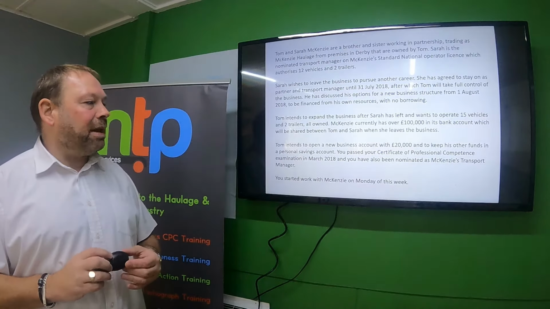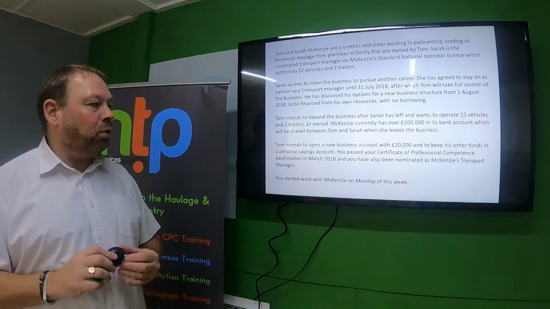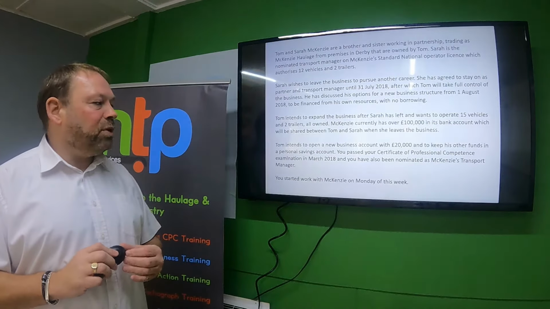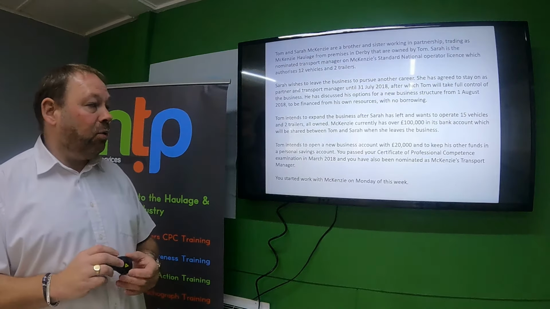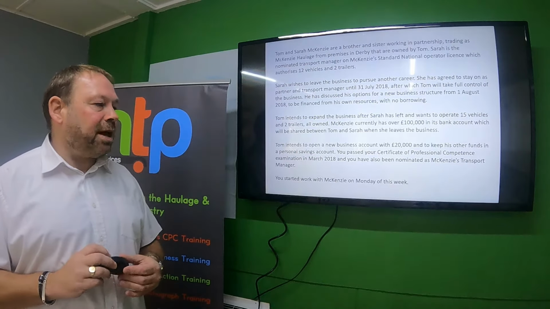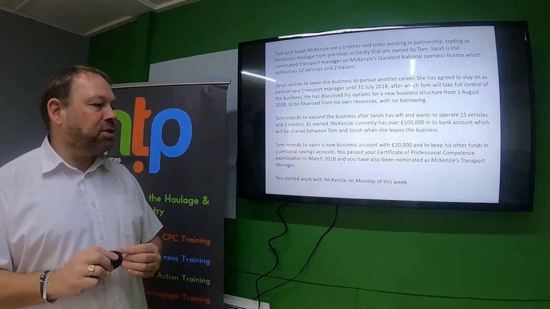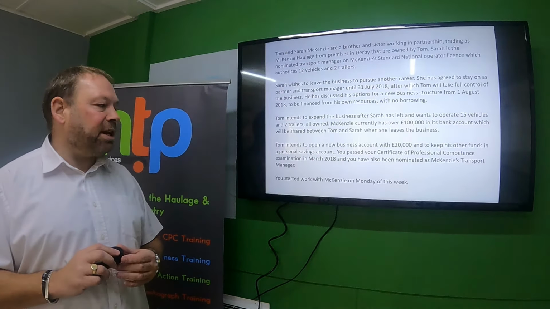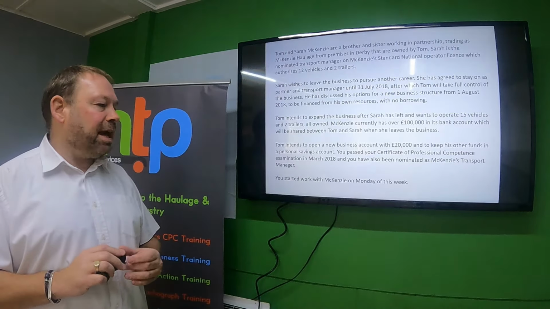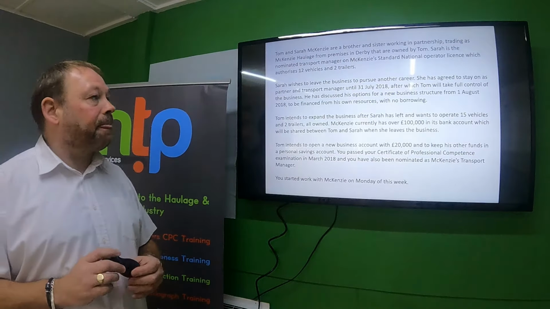Tom intends to expand the business after Sarah has left and wants to operate 15 vehicles and 2 trailers, all owned. Mackenzie currently has over £100,000 in its bank account, which will be shared between Tom and Sarah when she leaves the business. Tom intends to open a new business account with £20,000 and to keep his other funds in a personal saving account. You passed your Certificate of Professional Competence examination in March 2018, and you have also been nominated as Mackenzie's Transport Manager. You started work with Mackenzie on Monday of this week.